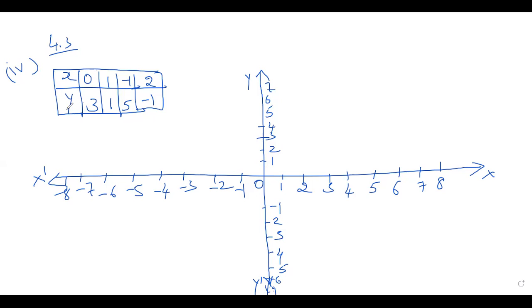What is the first set of points here? x is 0, y is 3. x is 0, start from the origin. y is 3. So you have to go above on the x and y axis. So we have 3 here. Mark the point 3. Next is x is 1, y is also 1.